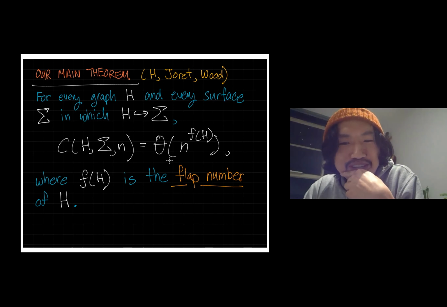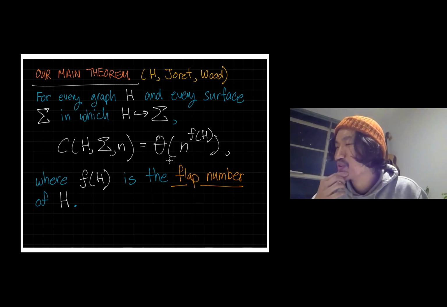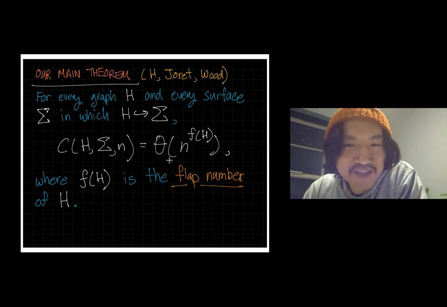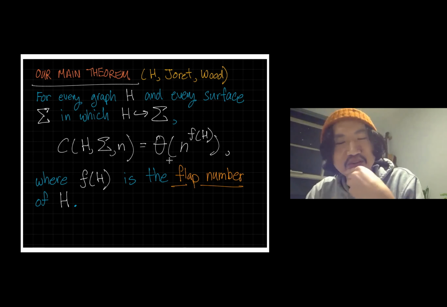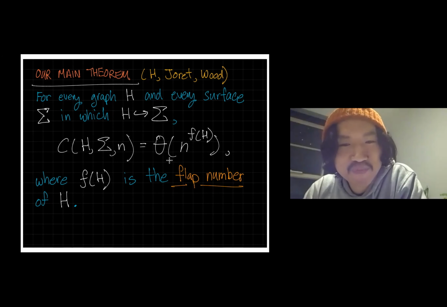I'm not going to tell you what the flap number is quite yet, but let's start with thinking about graphs with flap number zero. If you believe this theorem, these are precisely the graphs where n to the zero is just a constant. So these are precisely the graphs that you can only get a constant number of copies of in sigma. Certainly if you're a graph with flap number zero, you should be not planar, right? Because if you were planar, I could just take a bunch of disjoint copies, and that would give me many copies of H in sigma. So you should definitely be not planar.